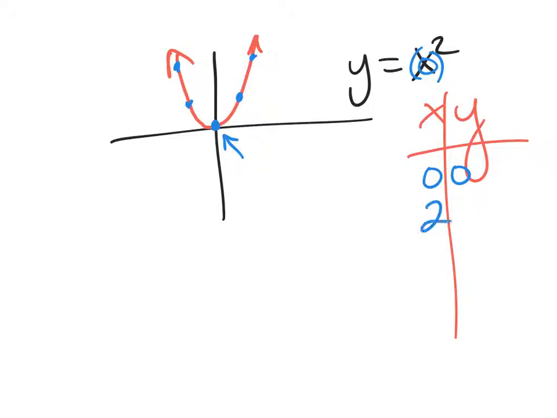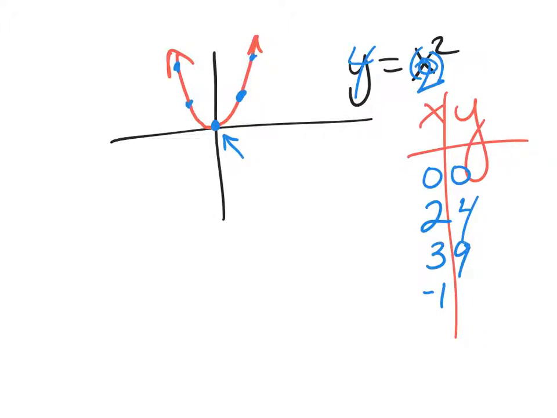What if I put in 2? Well, then I put a 2 here. And what is 2 squared? It's 4. So then this must be 4. 2 comma 4 is on my graph. That'd be this point. How about 3? You catching on to this? 3 goes in and you get what? 9. How about negative 1?